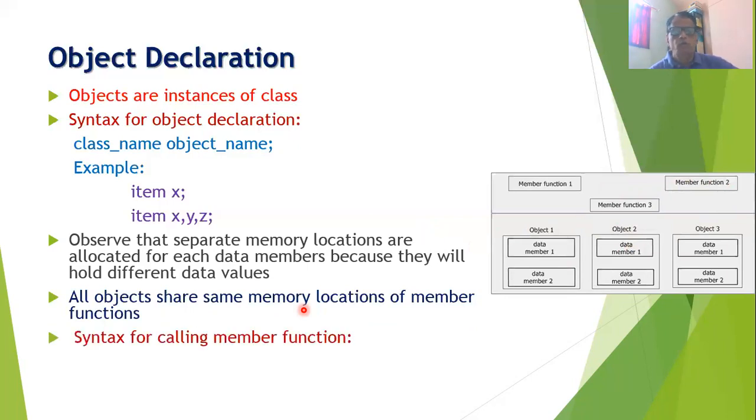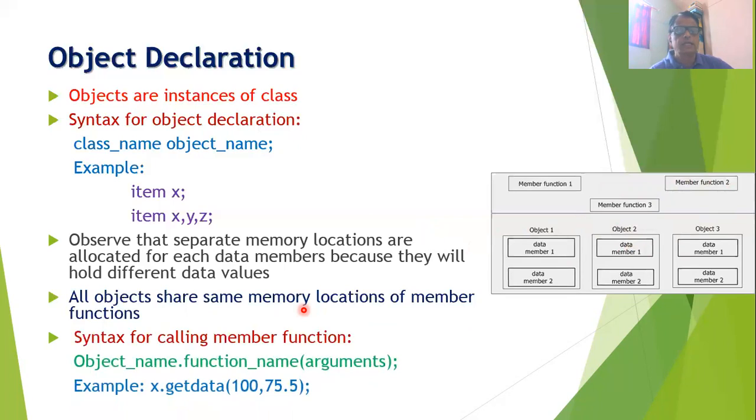Now, whenever you want to call a member function, there is a syntax for calling it, and it can be performed like this. You have to initially write your object name, then use the dot operator, and then write your function name. If there are any arguments, you need to write those arguments and put a semicolon. Say, for example, if x is my object variable, then x dot getdata, and I am passing the values 100, 75.5.